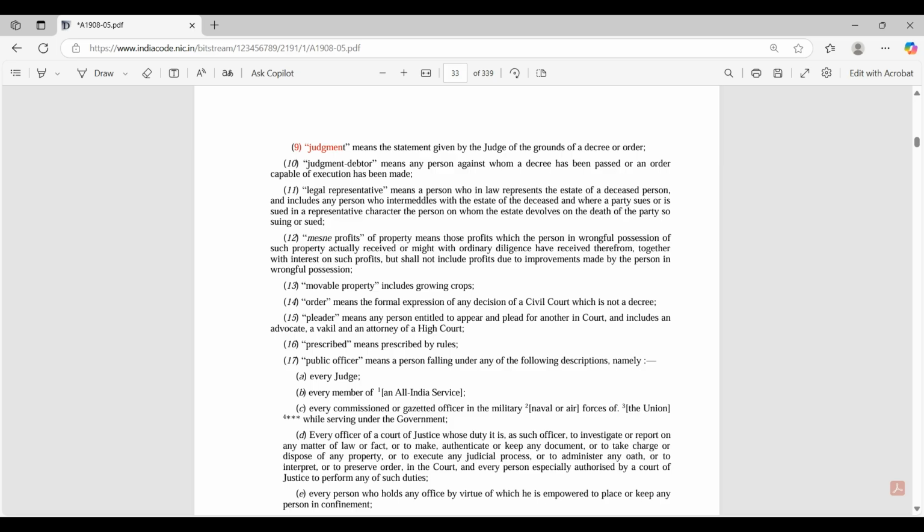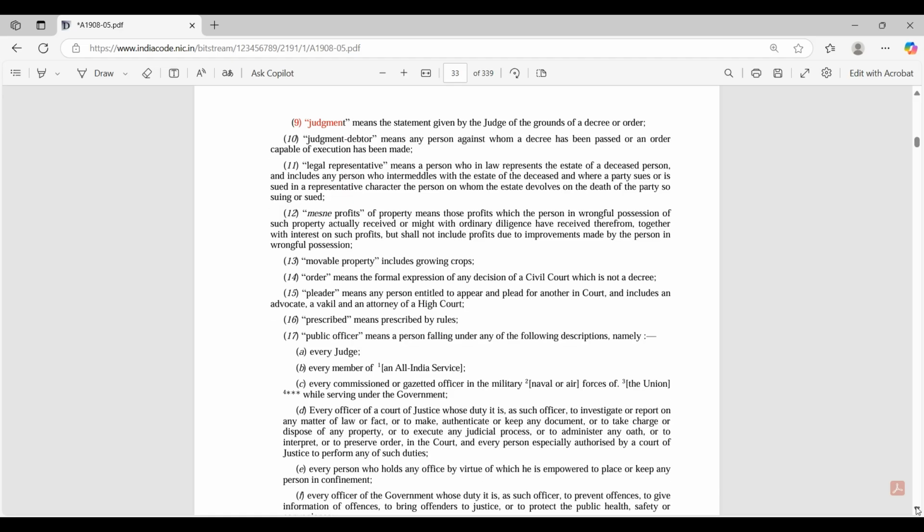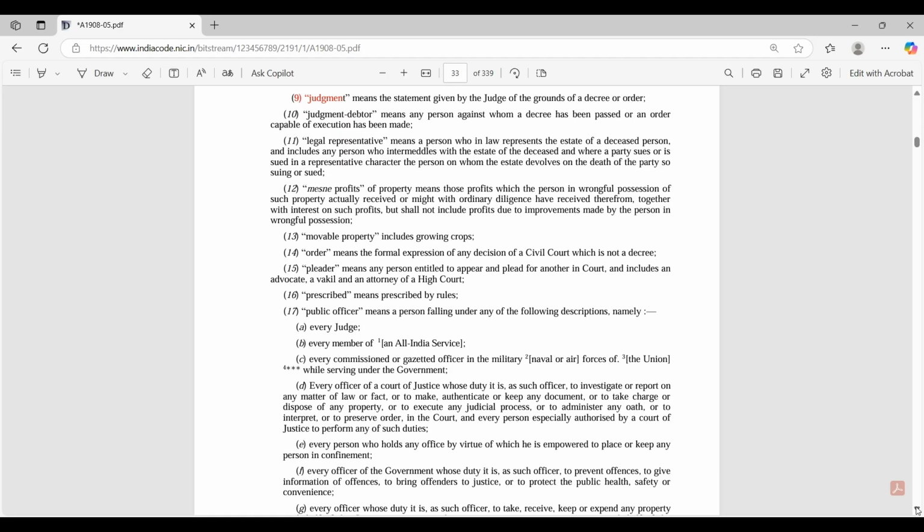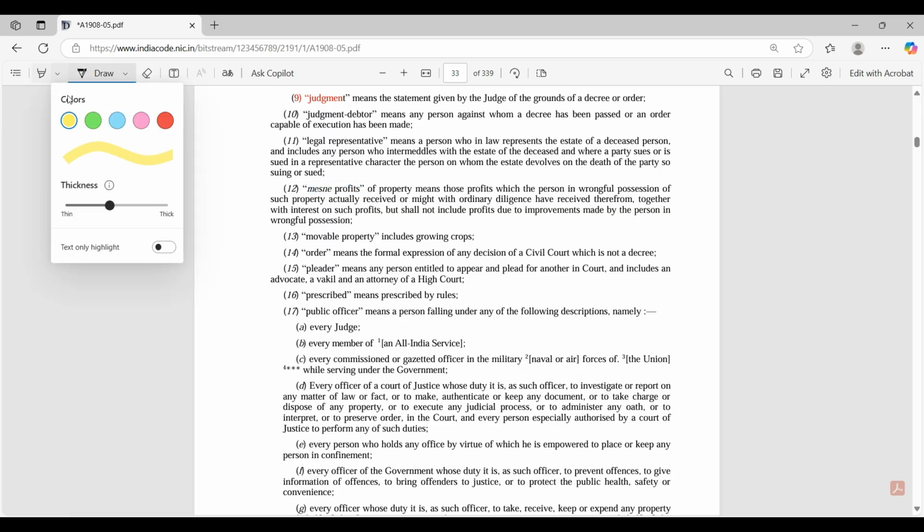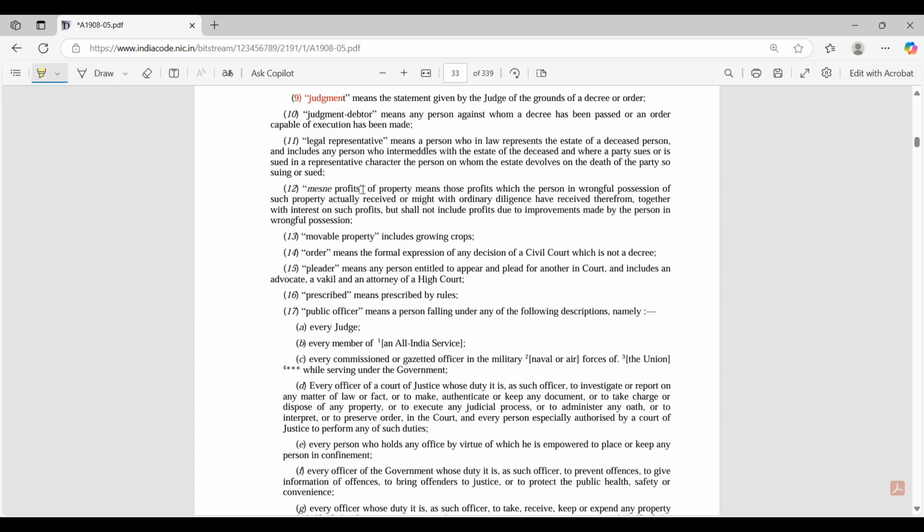Now, mesne profit, it's a very good term. Let me tell you something about mesne profit. You will see this question in every competitive exam, so it is a most important concept. Make sure you read this concept with utmost sincerity. That's why I've marked it. So I'll tell you what exactly the mesne profit is.